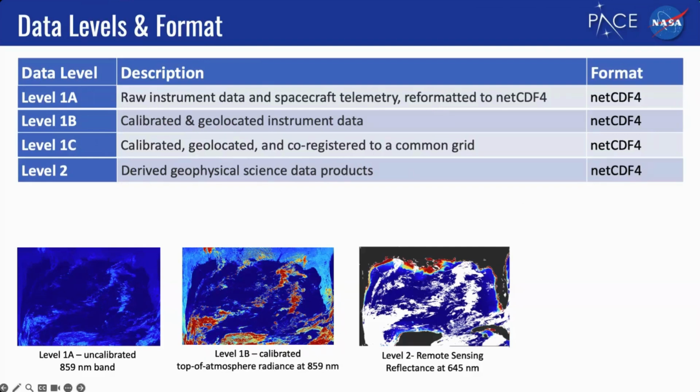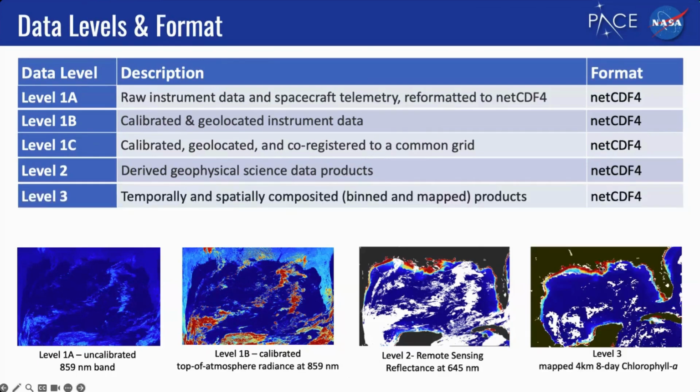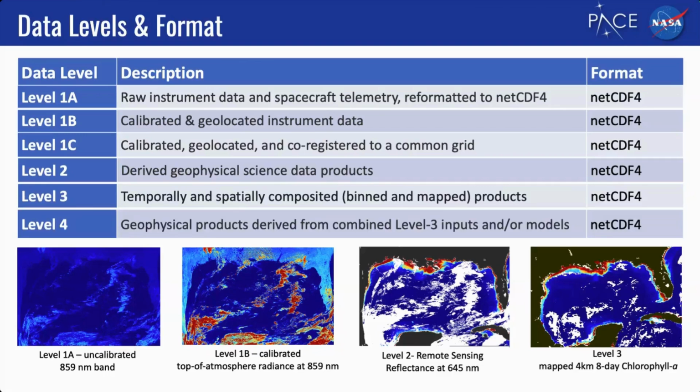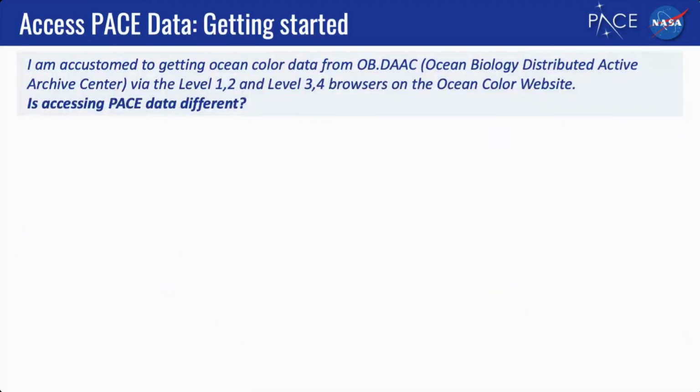This level and above are the science products that most of you will be using. Level 2 files are derived from level 1B and 1C. And level 3 is temporally and spatially composited products. For example, in the lower right-hand corner here, there's a mapped 4-kilometer, 8-day chlorophyll product from MODIS as an example of level 3. And finally, we have level 4 products, which are derived from various lower level data products or output from models. So these are the kinds of levels that will be available of PACE data.